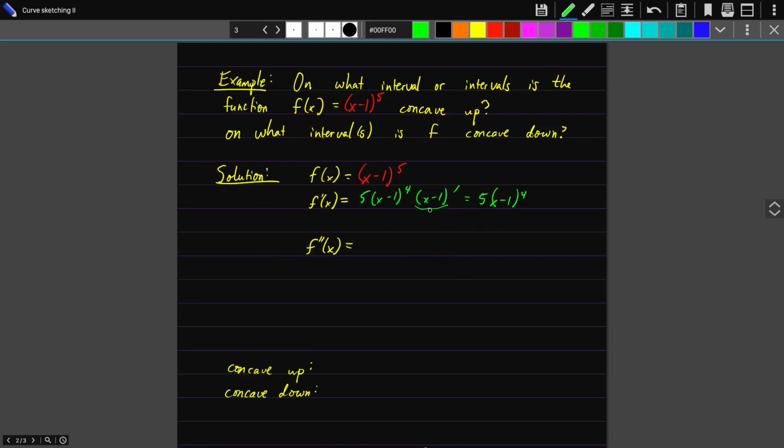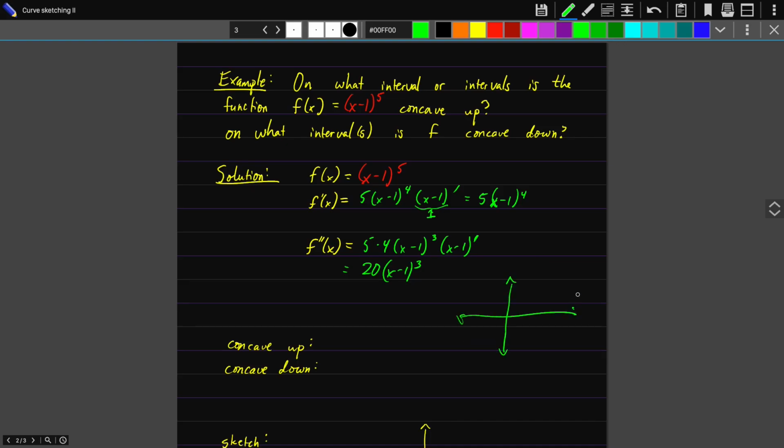And then we're being asked about concavity, so really we're only interested in the second derivative. The second derivative would be the derivative of 5 times x minus 1 to the fourth power. So that would be 5 times 4 times x minus 1 to the third power times the derivative of x minus 1 again, from the chain rule. That's a prime here, not a 1. So that simplifies to 20 times x minus 1 to the third power. Okay, so now we know that the second derivative of our function is 20 times x minus 1 to the third power. So what does that function look like?